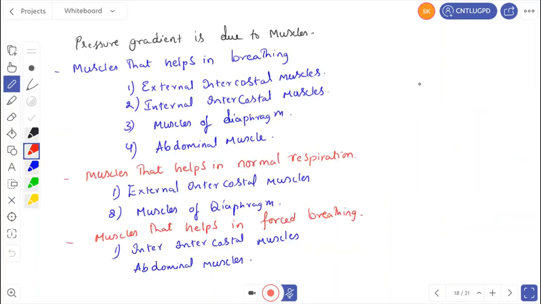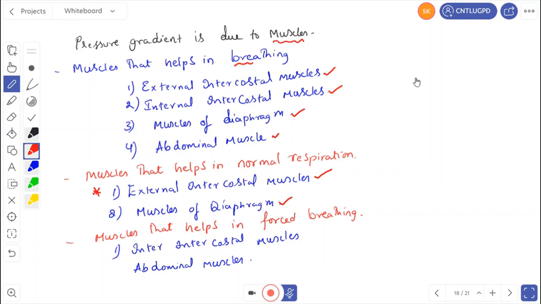Let us see now. The pressure gradient is generated by muscles. The muscles that help in breathing are the external intercostal muscles, internal intercostal muscles, muscles of the diaphragm and abdominal muscles. The muscles that help in normal respiration are the external intercostal muscles and muscles of the diaphragm. This is one of the important questions. The muscles that help in forced breathing include the internal intercostal muscles and also the abdominal muscles.